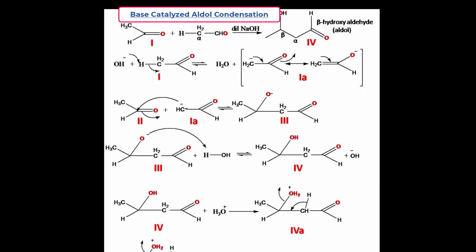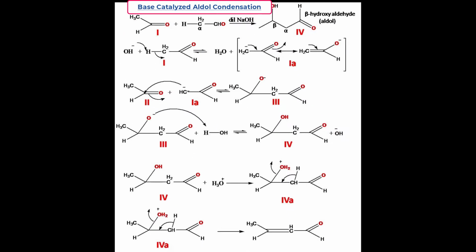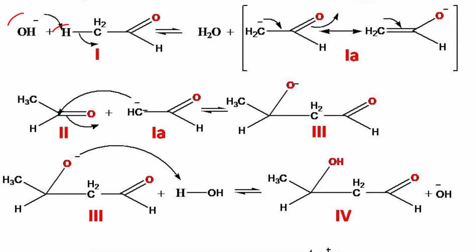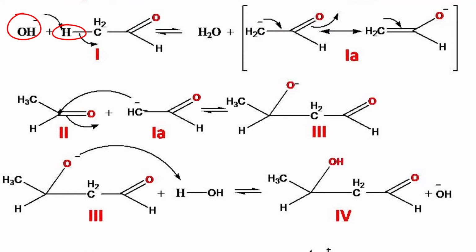Base catalyzed aldol condensation. Base abstracts a proton from an aldehyde. It forms a carbanion, and then helps in the formation of an enolate. The carbanion attacks another molecule.